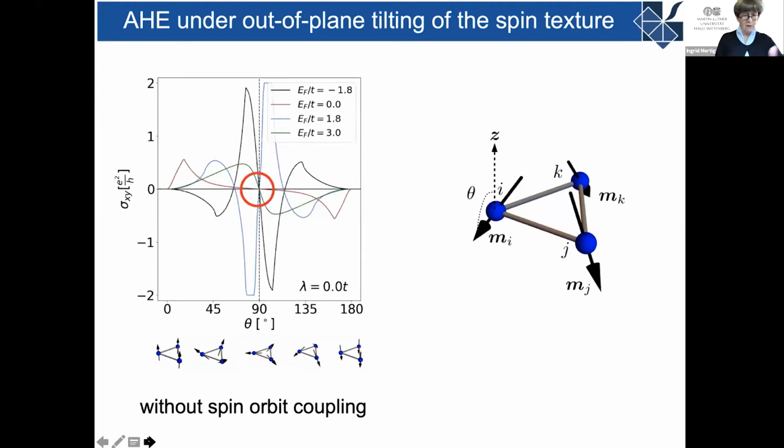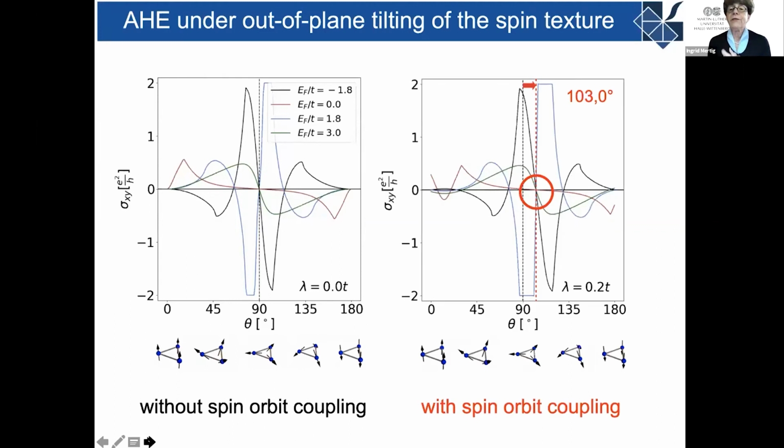Now, let me switch on spin-orbit interaction. And if you check the results, you see the following. For this radial configuration, it's not anymore zero. I have a really big anomalous Hall effect, but there comes again some angle of out-of-plane tilting where the anomalous Hall effect for all energies becomes zero. We would like to understand this. It looks like the symmetry, although I have spin-orbit interaction, is again restored. And this we tried to show.